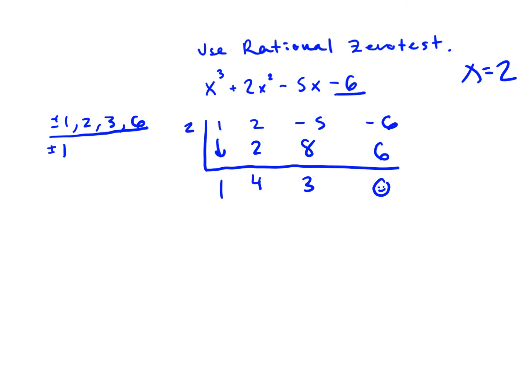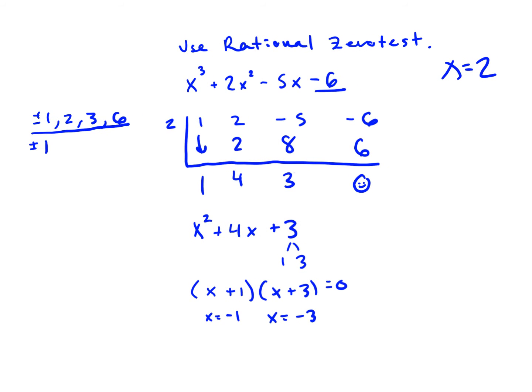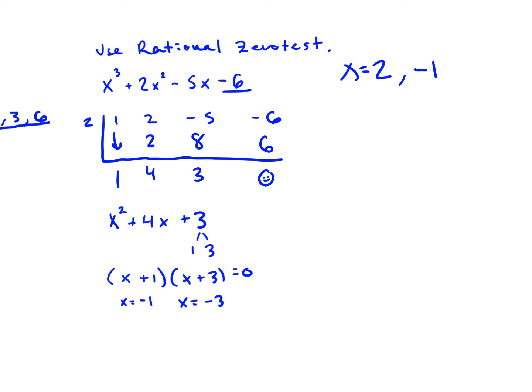It's one of them. I could do the rational zero test again, but from here I have x squared plus 4x plus 3. So do I have two factors of 3 to add to 4? 3 and 1. So that would be x plus 1, x plus 3 equals 0. So x is equal to what? -1 and -3. So adding to my list up here, of x is equal to 2, and -1 and -3. So these are all my real zeros.